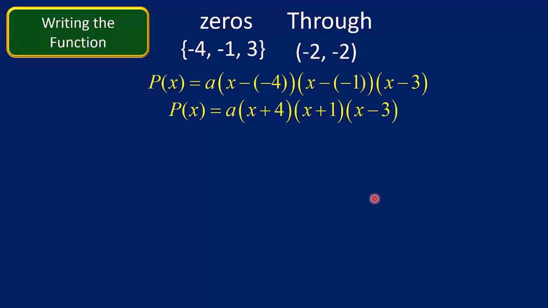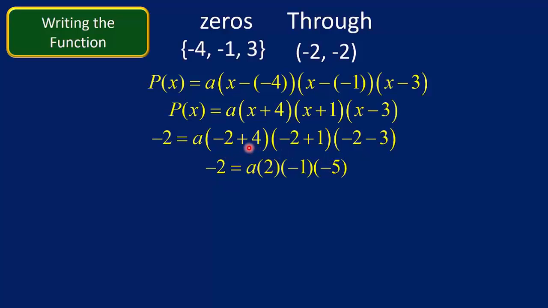Now this time, we're not making this polynomial pass through a particular y-intercept. We're making it pass through this point -2, -2. So I'm going to put a -2 in for the x and a -2 in for the p of x and solve for a. So here we go. There it is. Now I just do the arithmetic here. Negative 2 and 4 is 2. Negative 2 and 1 is negative 1. Negative 2 and negative 3, negative 5.